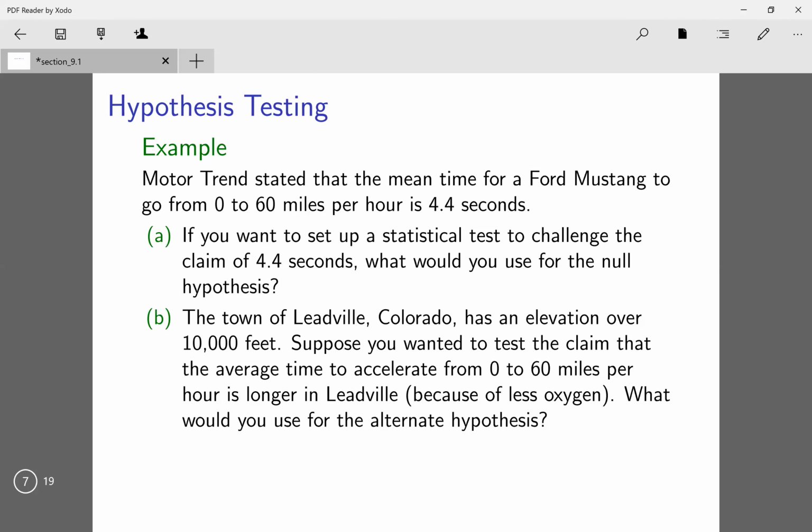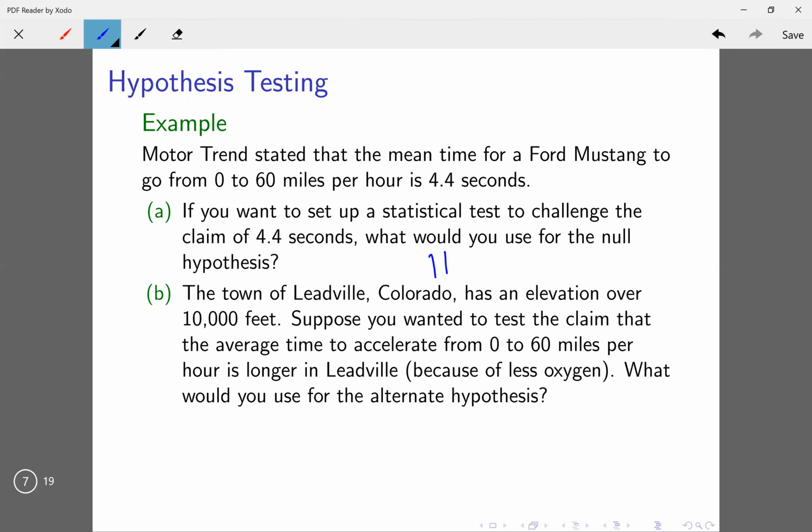So let's use the following situation to identify the alternate hypothesis. The town of Leadville, Colorado has an elevation of over 10,000 feet. Suppose you want to test the claim that the average time to accelerate from 0 to 60 is longer in Leadville because of less oxygen. What would you use for your alternate hypothesis?